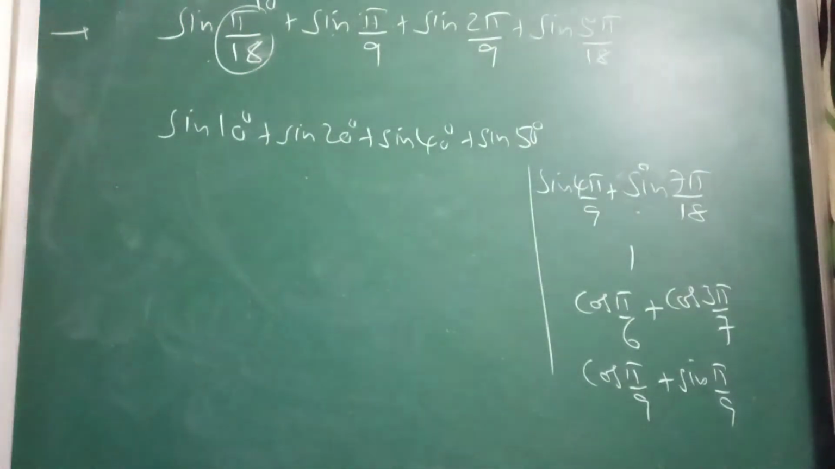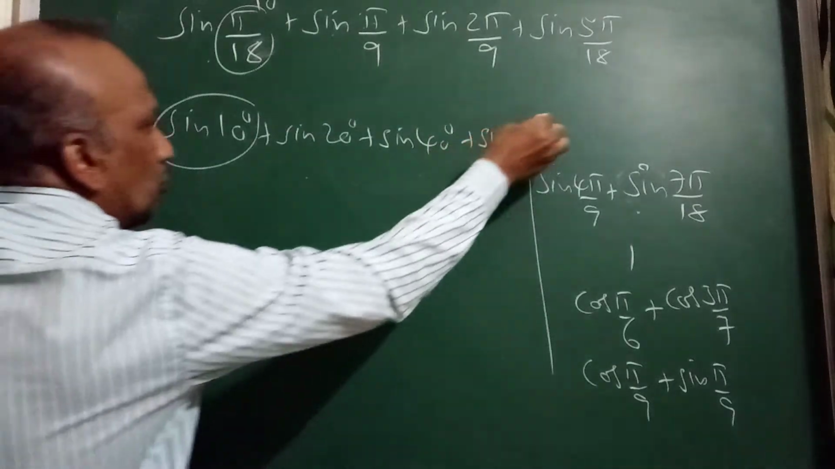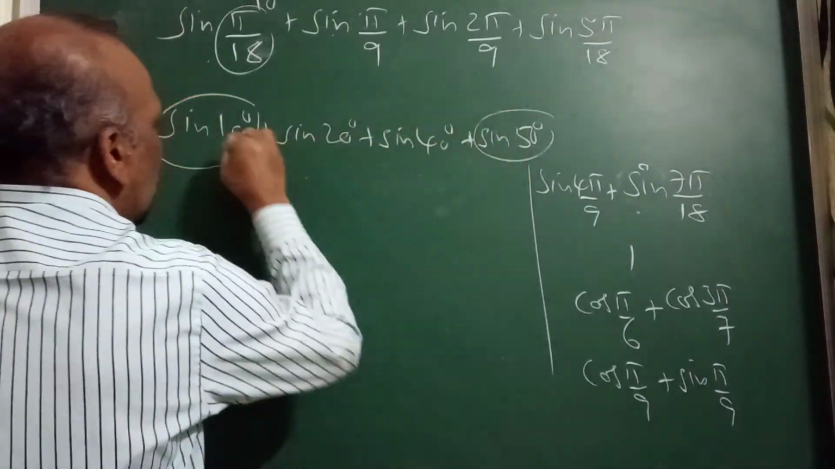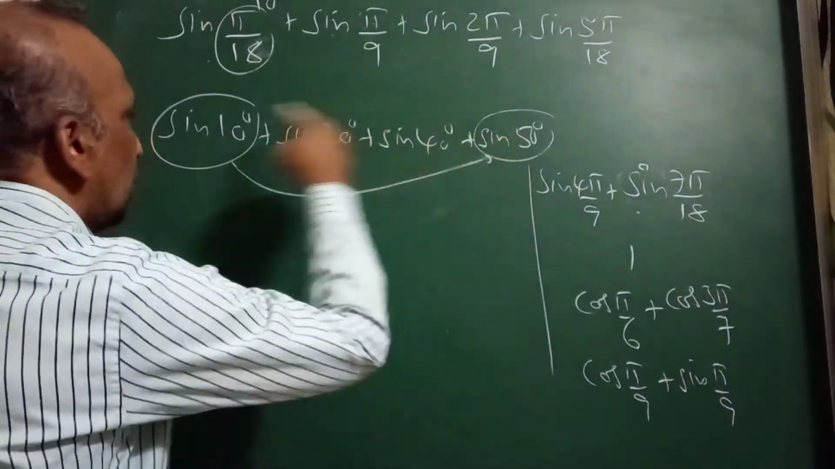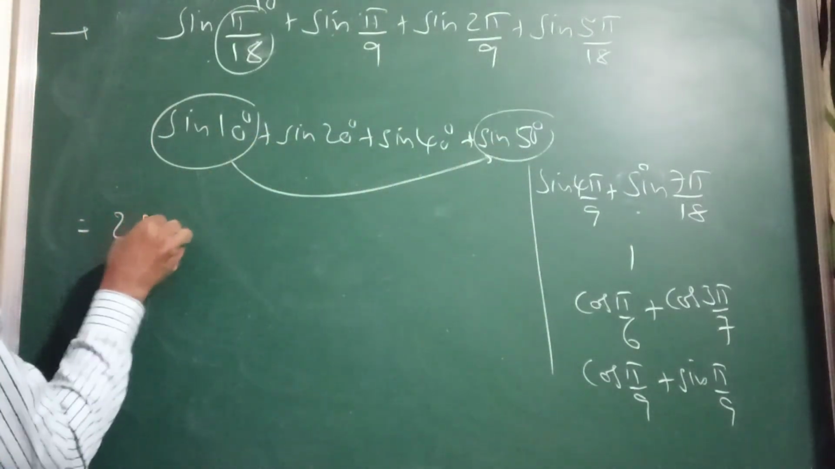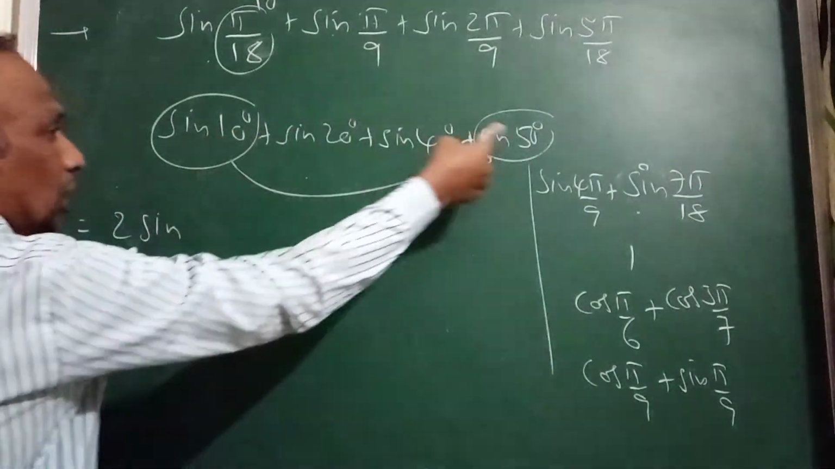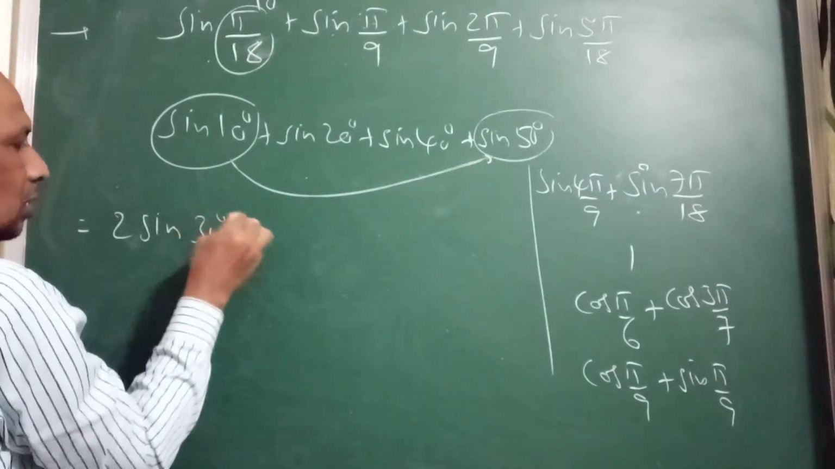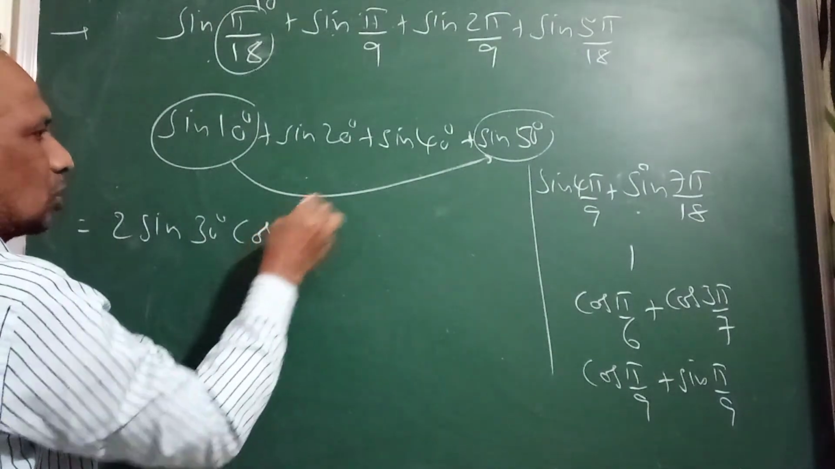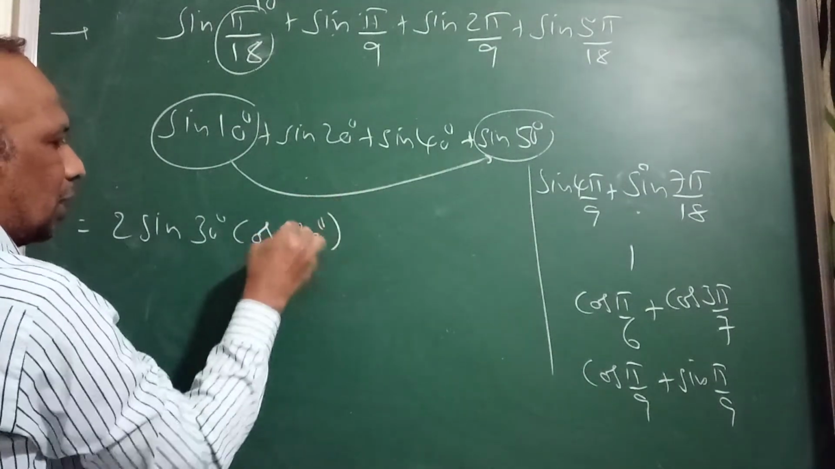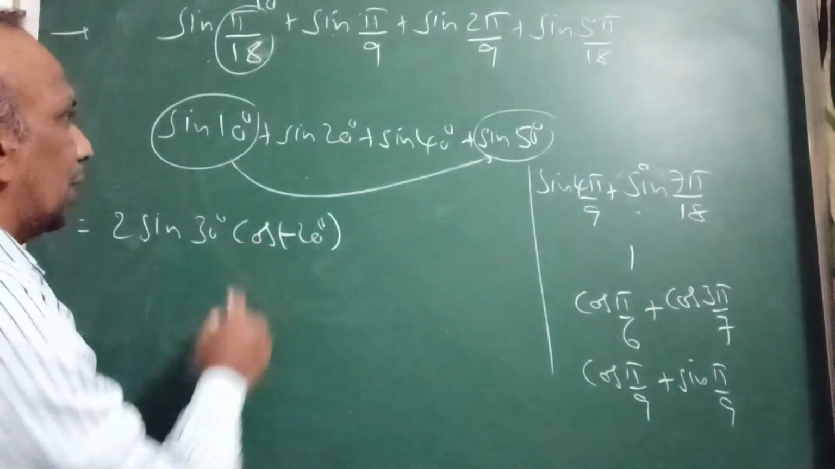Now just apply the formula: I can consider sin 10 and sin 50. Consider these two, sin c plus sin d. Use the formula here: sin c plus sin d equals 2 sin of (c plus d) by 2 into cos of (c minus d) by 2. You get 10 plus 50 by 2, which is 30 degrees, and cos of 10 minus 50, which is minus 40 by 2, minus 20 degrees. Correct, 2 sin (c plus d) by 2 cos (c minus d) by 2.